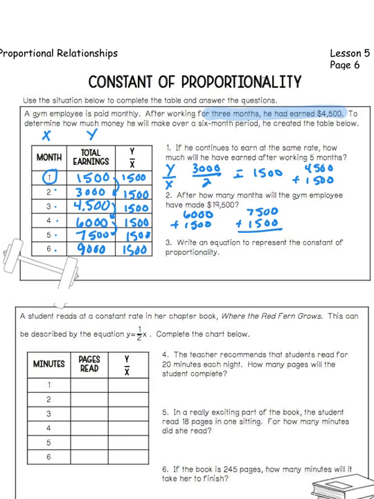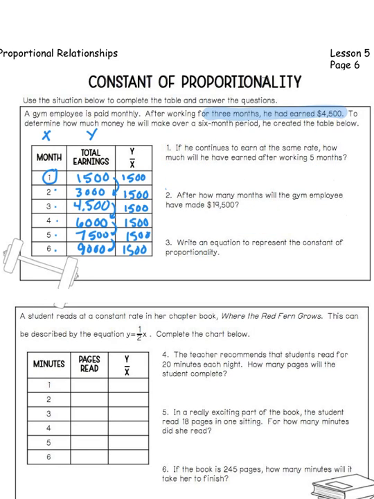Now, we can always stop and check to make sure this is working. For instance, if I'm not quite sure this is working out, let's take our last Y value of $9,000 and divide it by our month, 6. And when you do that, you will indeed get 1,500. Now we're ready to answer the questions.